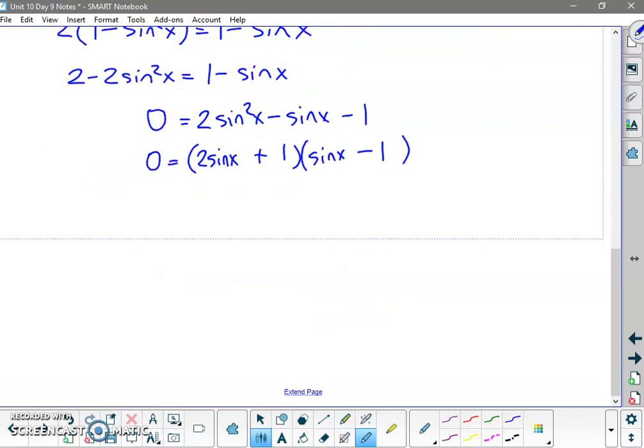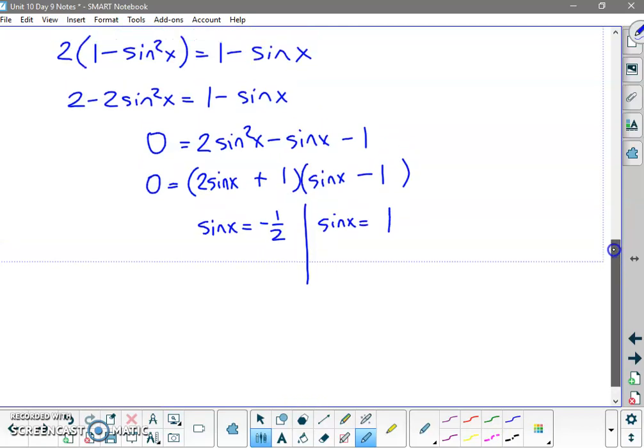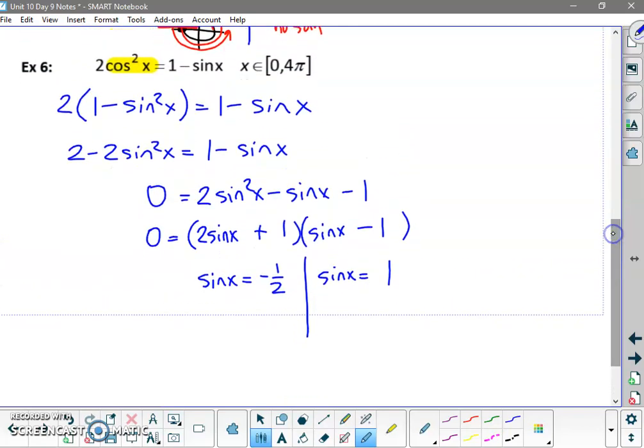Okay, so what does that give us? From this factor here, sine x equals negative 1 over 2. And then from here, sine x equals 1. Well, I'm going to do this one first because 1 is a unit circle. I happen to think those are a little bit easier. But again, 0 to 4 pi, so it's going to be a bit of work.